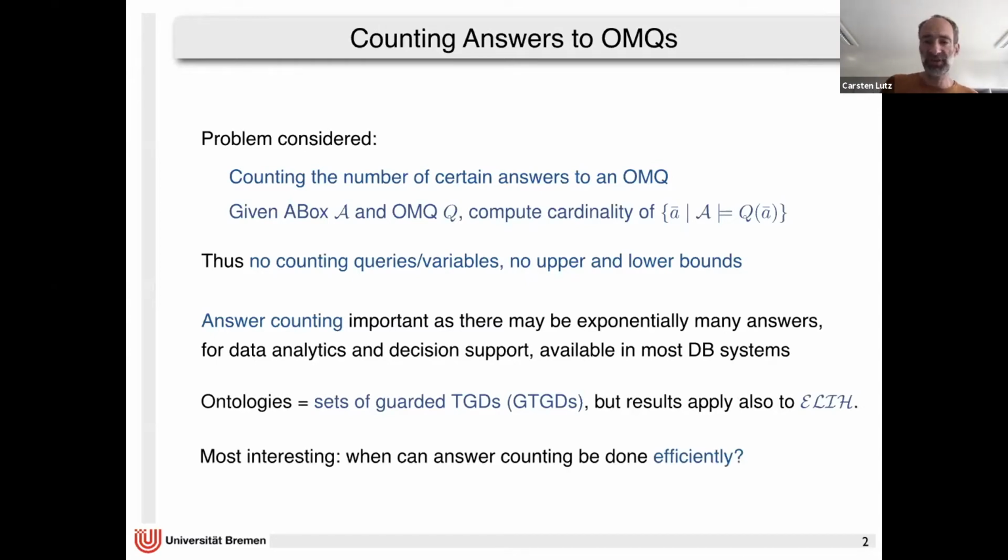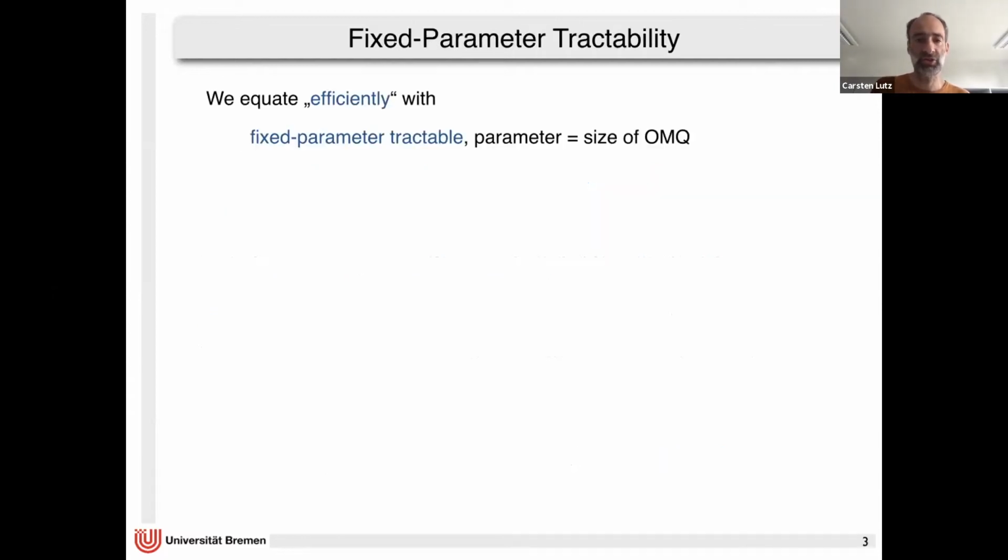Now, what we are most interested in here is when can answer counting be done efficiently? And to answer this question, of course, we first need to decide what we mean by efficiently. And we equate that here with fixed parameter tractability, where the parameter is the size of the ontology-mediated query.